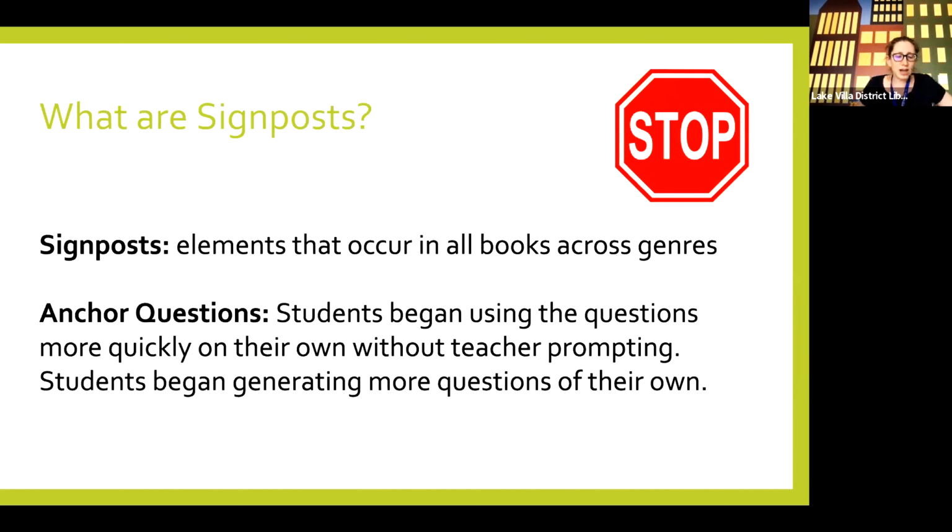Signposts are elements that occur in all books across all genres. They started signposts to kind of look like signal phrases. So they're like sets of phrases and words in books that mark a story element. And they actually have these for nonfiction too, but today we're just going to go through the literature ones. And then each signpost comes with one anchor question, and there's a reason they have one instead of multiple, and we'll get into that. But there's one anchor question that asks the kids to delve further into what that element means for the story, right?